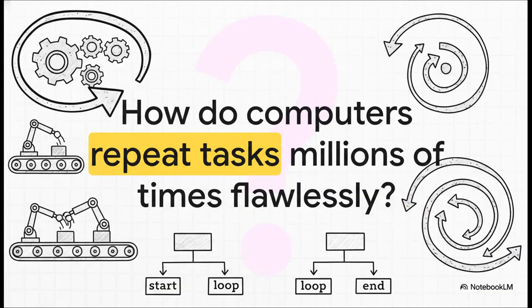So think about this for a second. How do you actually get a machine to do the same exact thing over and over again? I'm not talking a few times. I'm talking millions, maybe even billions of times, without making a single error. That is the core problem that led programmers to one of their most powerful tools ever, the loop.